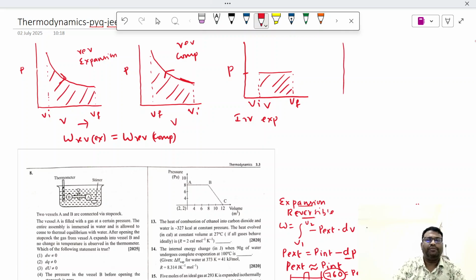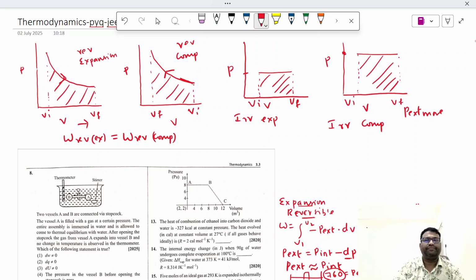Coming to the PV graph, irreversible compression. Compression means P external must be more. P external more, so more here up to here. So let us go with initial volume. This is initial volume, this is final volume, right? So this will be the area under the graph.